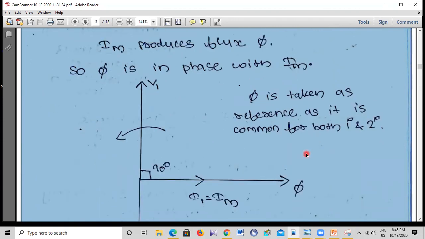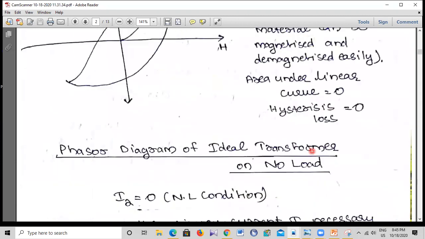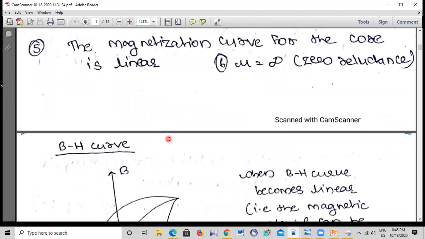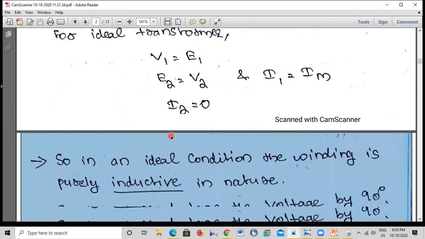So this flux phi, which is created due to the magnetizing current Im, listen carefully. Everything is not written in the note. Just listen carefully. So I1 is equal to Im. This is the magnetizing current, and that magnetizing current results in the flux phi, and that flux phi is common for both primary turns and the secondary, because flux is common everywhere, and that's why we call the transformer a constant flux device. Okay, so since flux is common in the primary and secondary, we take that as reference.